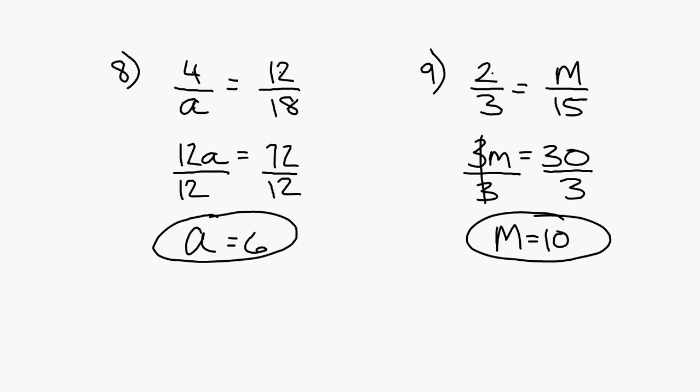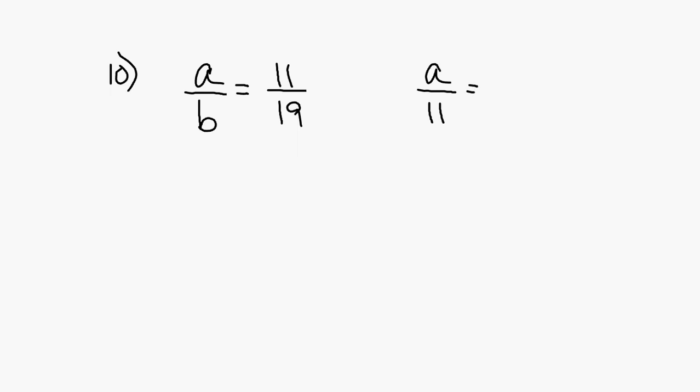Number 10. Given the proportion a over b is equal to 11 over 19, what ratio completes the equivalent proportion? A over 11 equals blank over blank.